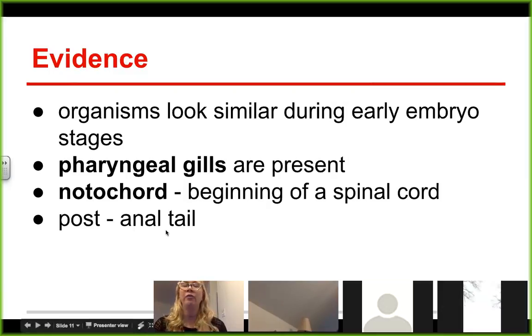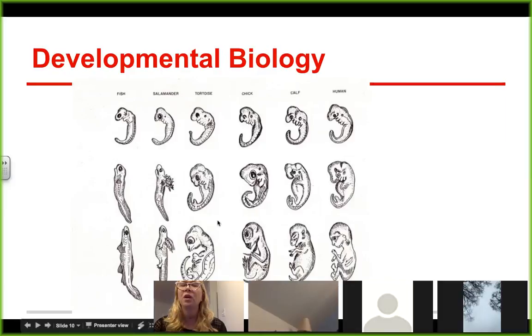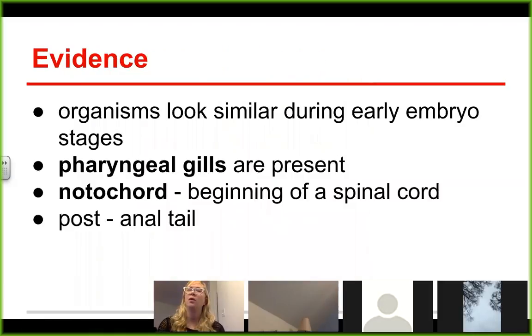And then every organism also has this post-anal tail. You'll notice here, every organism has these tails, right? And only in the later stage of development does it go away in humans. So that's pretty interesting, right? That all of these organisms would be so similar looking during development.